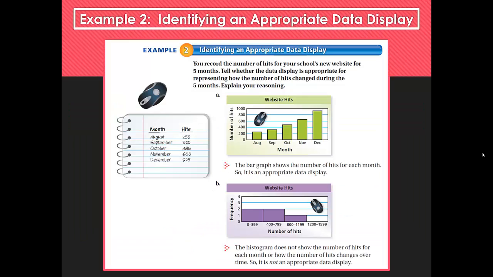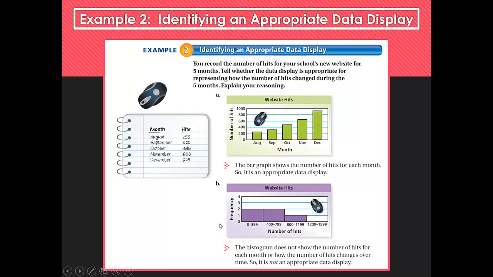For our second example, we're identifying an appropriate data display. You record the number of hits for your school's new website for 5 months. Tell whether the data display is appropriate for representing how the number of hits changed during the 5 months. Explain your reasoning. So you'll see that we have the number of hits for these 5 months. For A, we have a bar graph. The bar graph shows the number of hits for each month, so it's an appropriate data display.